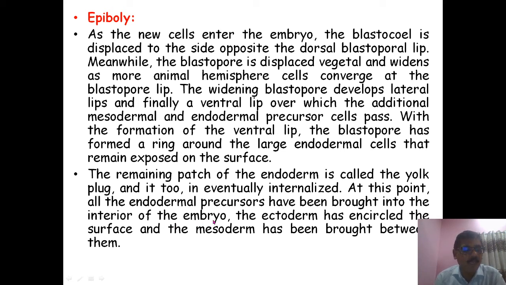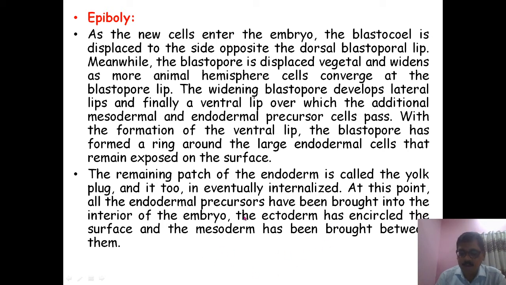So when the yolk plug forms, all the endodermal cells have moved to the inward side, the ectoderm has encircled the surface, and the mesoderm has been brought between them. All the endodermal cells have already moved inside, in the middle there are the mesodermal cells, and at the outer portion are the ectodermal cells.